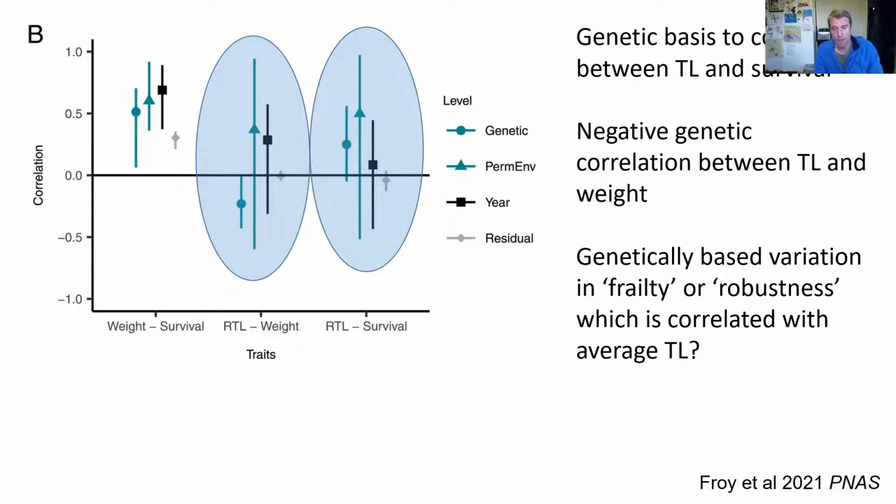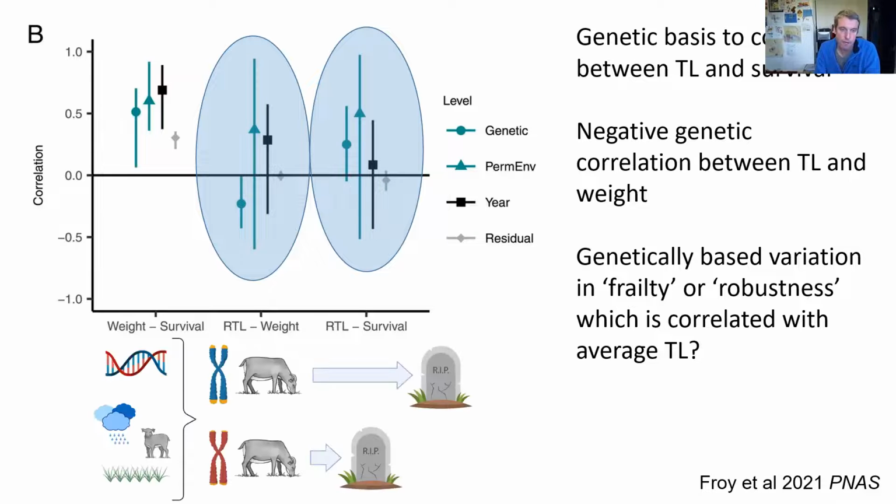But what I think this is consistent with is the idea that there might be some genetically based variation in some aspect of physiological overall frailty or robustness, which is correlated or picked up by average telomere length. So it's overall consistent with this sort of frailty or robustness model, and it's particularly indicating that it might be genetic effects responsible for this.